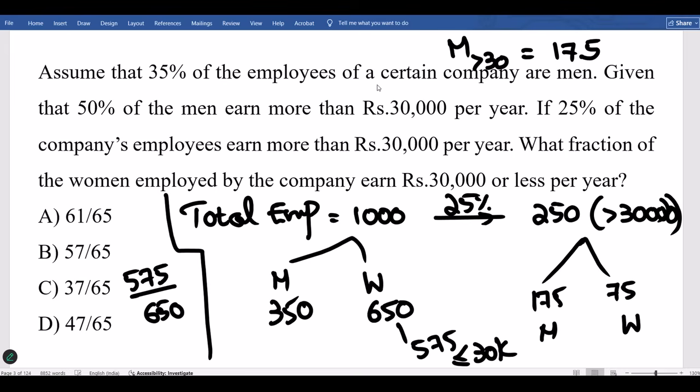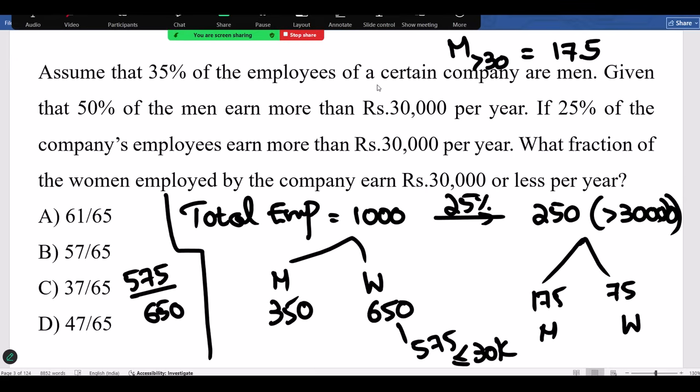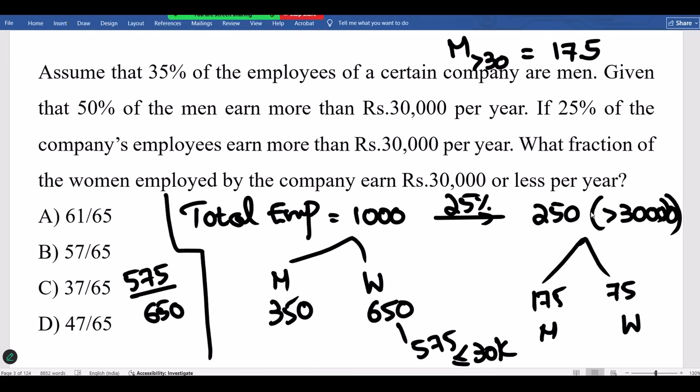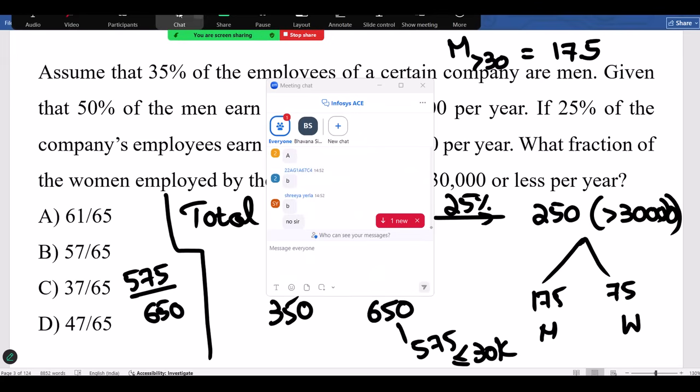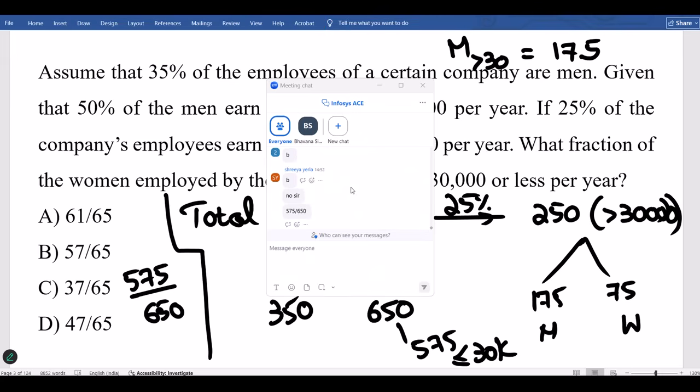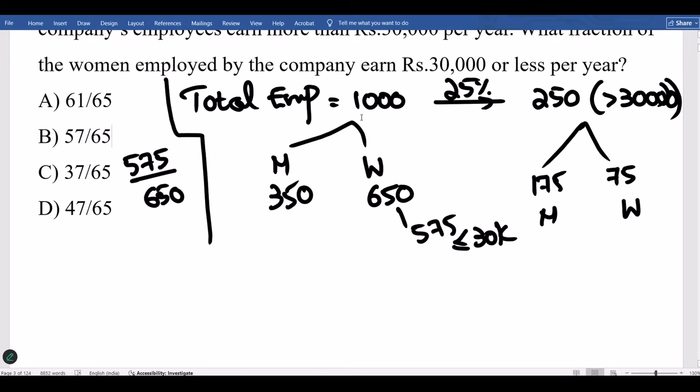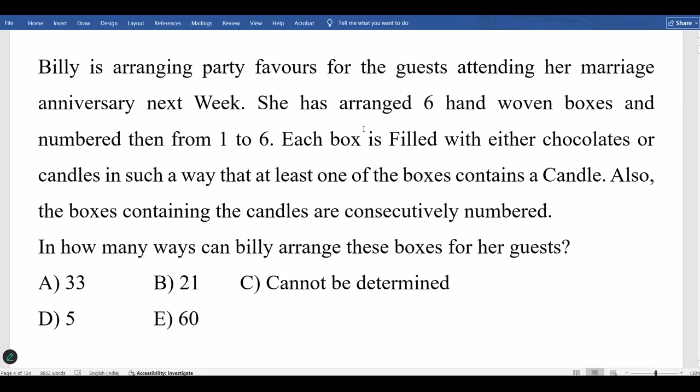But you observe what the procedure is. Total employees not given, I am assuming 1000. Among total employees, 25% means 250 earn greater than 30,000. Men are 35%, which means 350, and the rest are women, 650. They clearly mentioned 50% of the men, which means half of them, 175, are getting greater than 30,000. So the remaining 75 are women getting greater than 30,000. Exactly matched. And now 575 out of 650, approximately option B. 575 divided by 650 should be there, and option B. Next one, permutation combination. Let's see about this question.